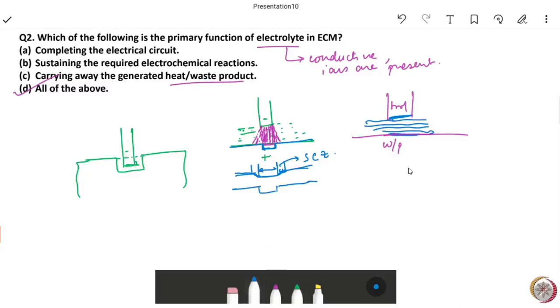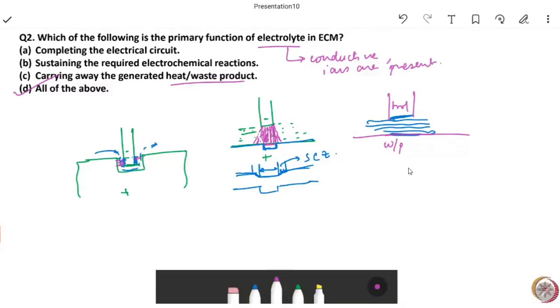Now you see that this portion of the cathode, these two walls of the cathode, are also exposed to the electrolyte flow. Electrolyte flow is happening like this. So what happens, the current flows in this direction also, and as a result of that, material is getting removed from here also.